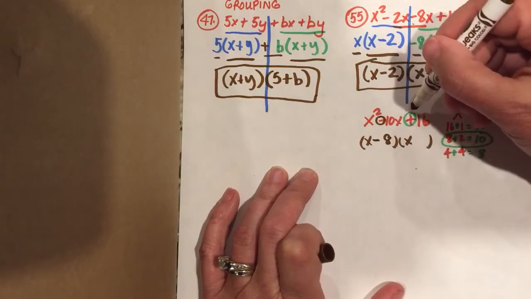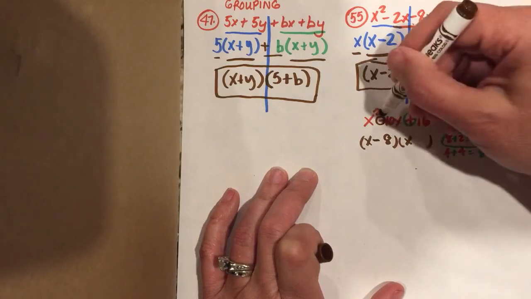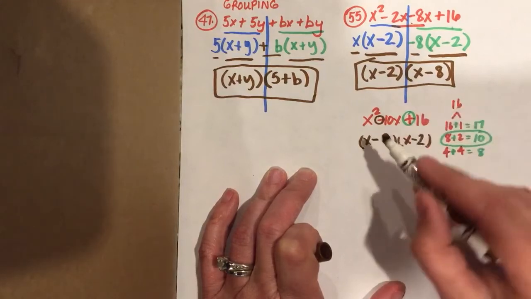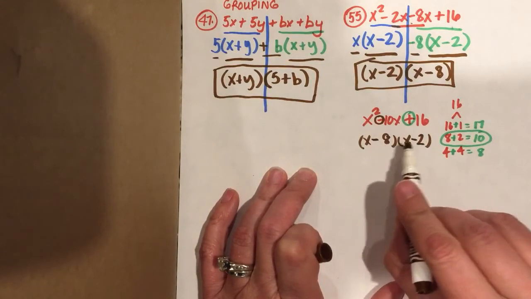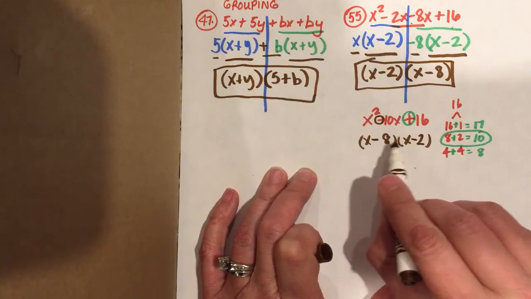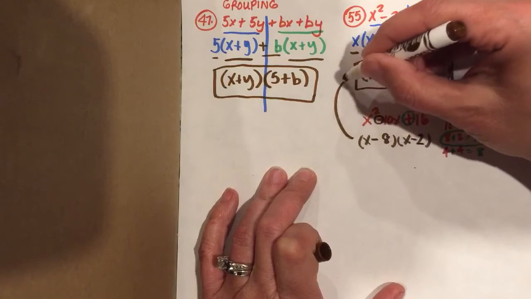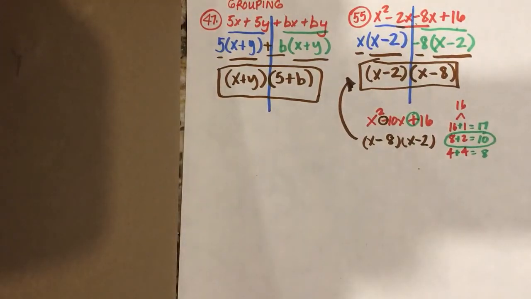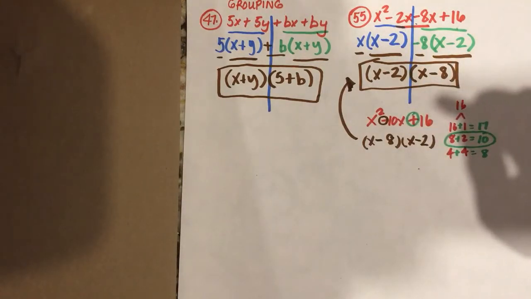Now, because the C term is positive, what we talked about, that means when the C term is positive, both of these symbols have to be the same. Because now, to get a positive, I either have to have a negative times a negative or a positive times a positive. So I have negative 8, negative 2, which adds to negative 10. And as you can see, that's the same thing we get as when we group. So that is actually factoring by grouping.